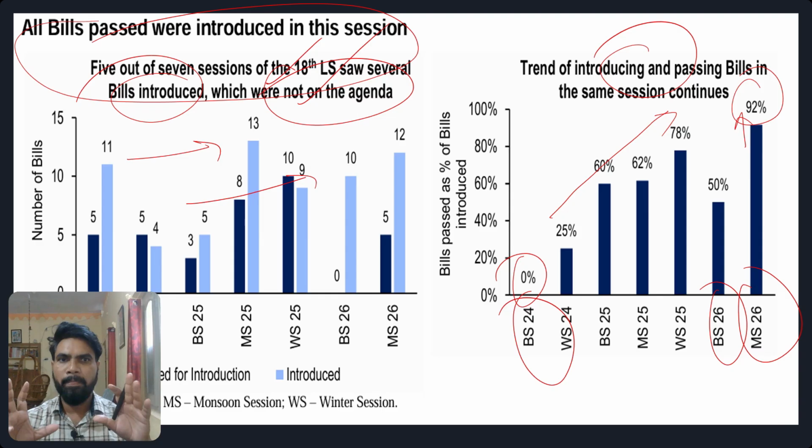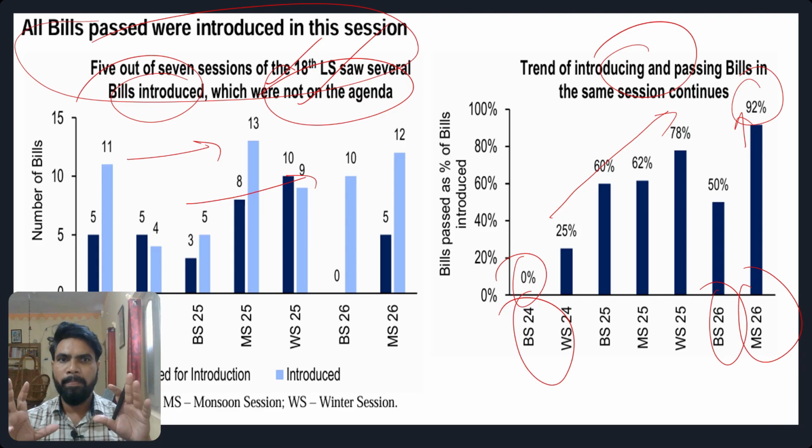So when a bill is introduced in the same session and passed, you can say the bill is passed within the time frame. But what is the problem here? Quality will not be there in the bill, and the public will not have sufficient time to know what is in the bill, to understand it properly and respond to it. That is the problem. So this is also covered.